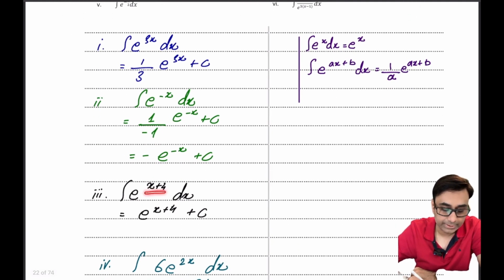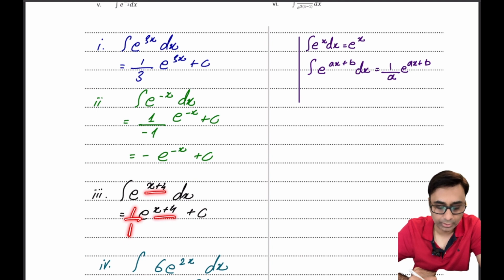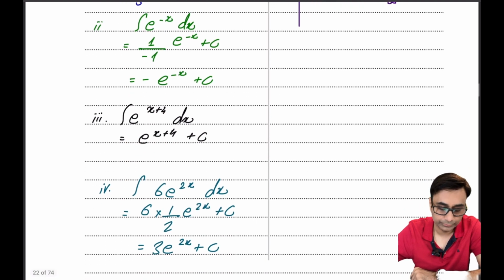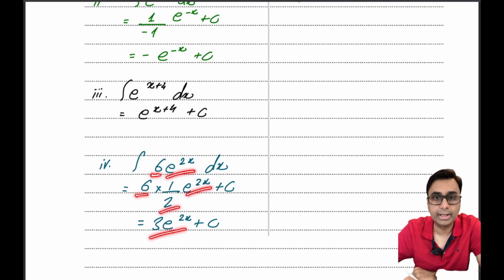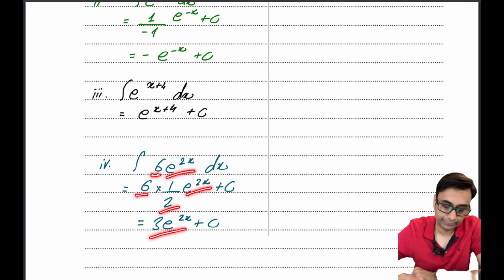Similarly, e power x plus 4 integrates to e power x plus 4. There's no point dividing it by 1 because it will remain the same. You can show that in your working if you want to. For another example, 6 just goes out of the integral. It's a constant multiplying. And then e power 2x integrates to e power 2x divided by 2, which I can further simplify as 3 e power 2x.